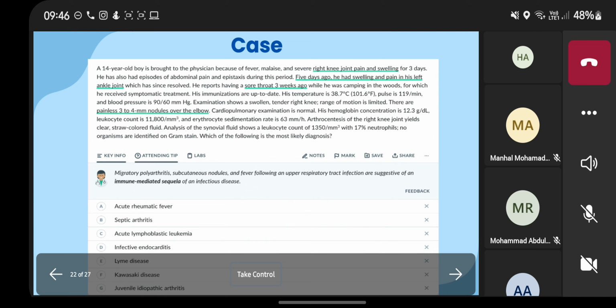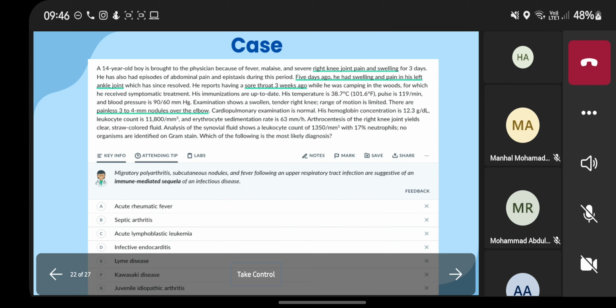Go ahead, Rand. Okay, so a 14-year-old boy is brought to the physician because of fever, malaise, and severe right knee joint pain and swelling for 3 days. He also had episodes of abdominal pain and epistaxis during this episode. 5 days ago, he had swelling and pain in his left ankle joint, which has since resolved. He reports having a sore throat 3 weeks ago, while he was camping in the woods, for which he received symptomatic treatment. His immunizations are up to date.